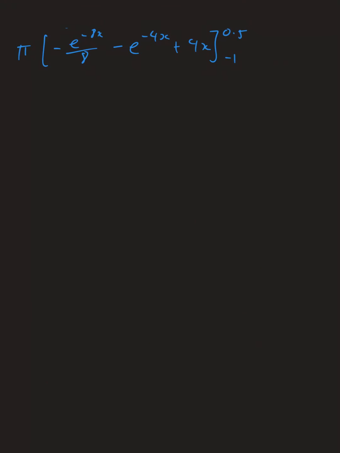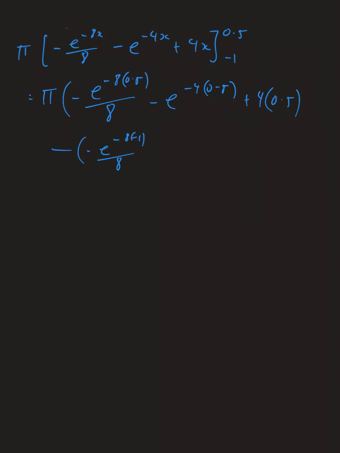So now I can put in the limits. So I have pi times minus e to the power of minus 8 times 0.5 over 8, minus e to the power of minus 4 times 0.5, plus 4 times 0.5. And it's all that minus all that with minus 1. So minus e to the power of minus 8 times minus 1 over 8, minus e to the power of minus 4 times minus 1, plus 4 times minus 1.